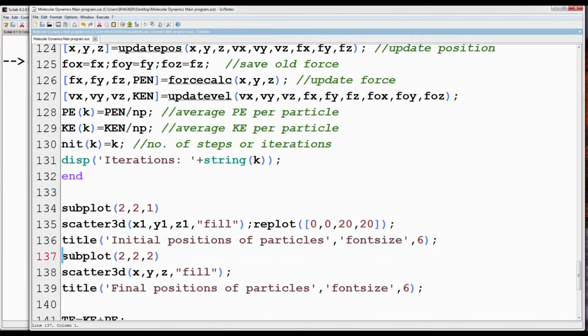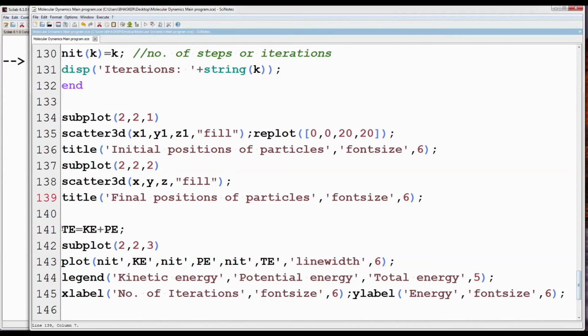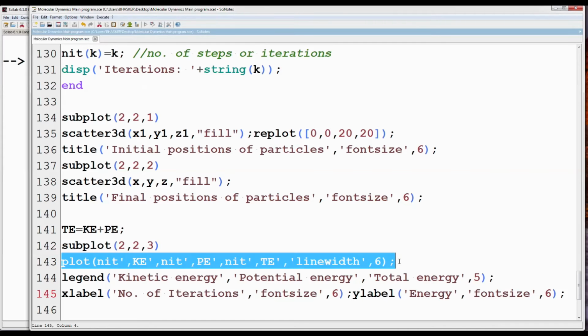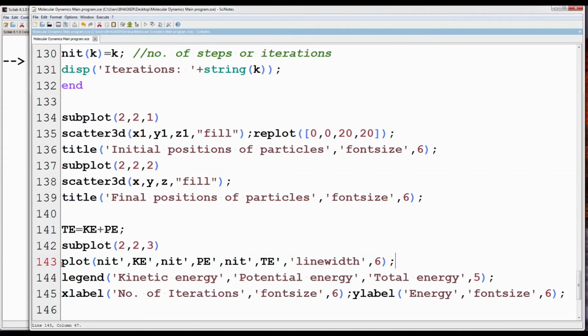Then subplot 2, 2, 2, scatter 3D, x, y, z, x, y, z are the final positions of the particles. We have already calculated kinetic energy and potential energy per particle. So T is the total energy equal to Ke plus Pe. Subplot 2, 2, 3. Then we have to plot all the three energies, that is kinetic energy, potential energy and total energy with number of iterations NIT. Legend kinetic energy, potential energy, total energy. X label number of iterations with font size 6 and Y label energy with font size 6.